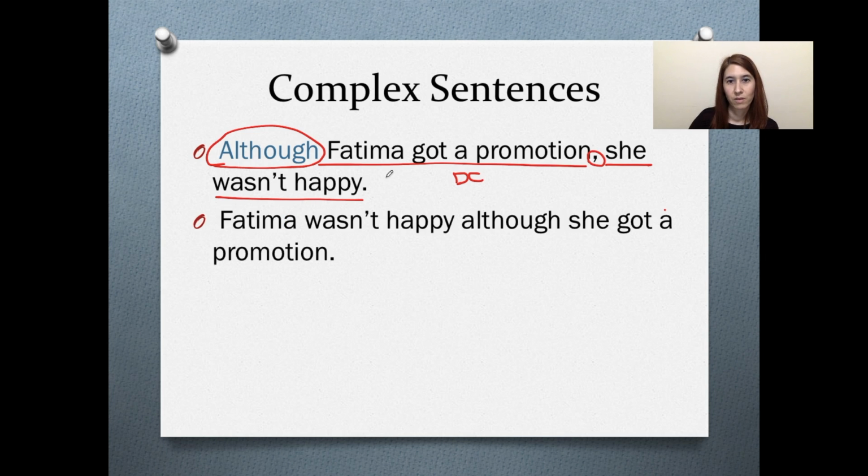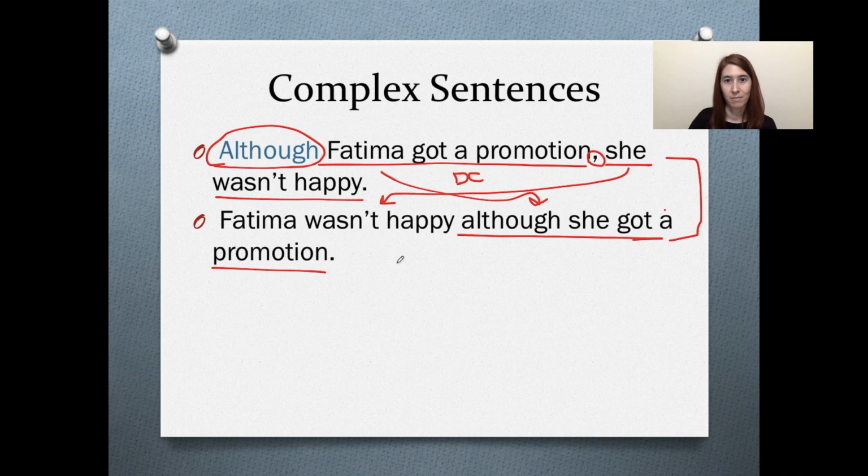You can move the dependent clause to the end of the sentence and then the independent clause first. So I can say "Fatima wasn't happy although she got a promotion." Both of these sentences have the same meaning. If you put the dependent clause at the end, "although she got a promotion," then no comma. If you see right here, you don't need a comma if you put the dependent clause last. You only put a comma at the beginning. Let me show you one more example.